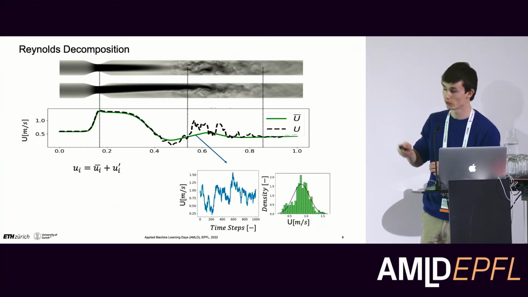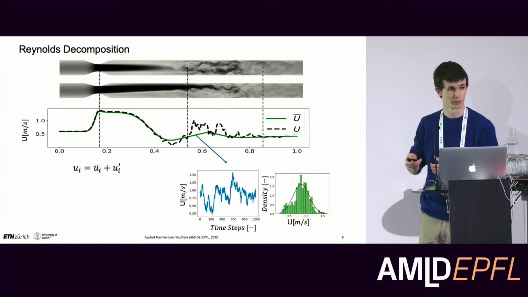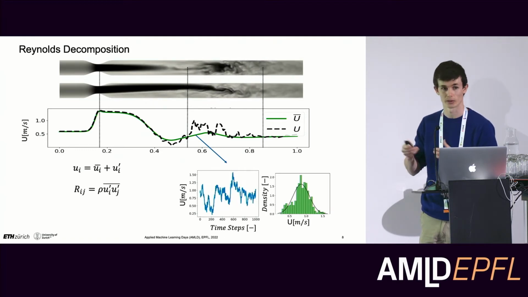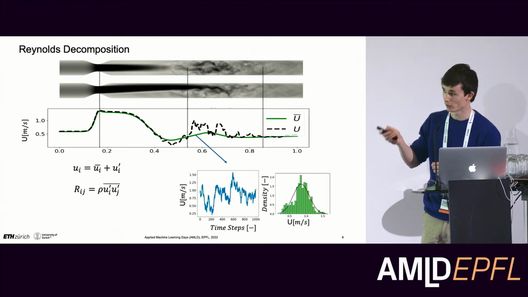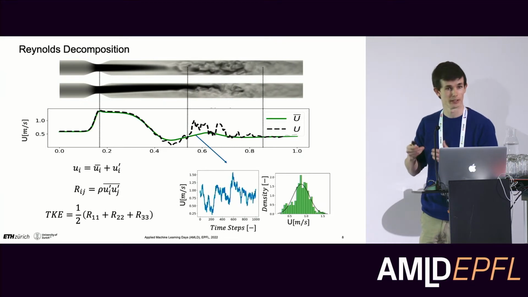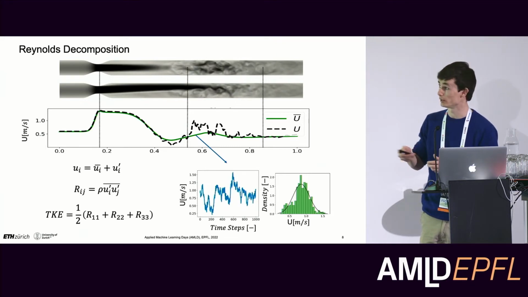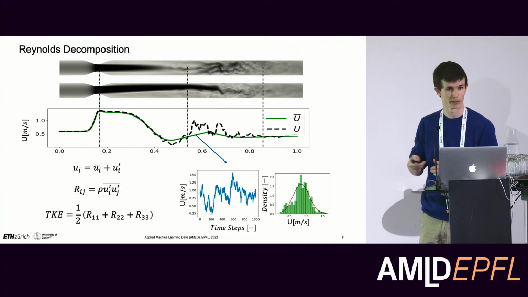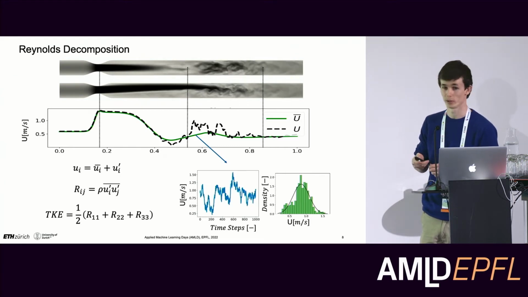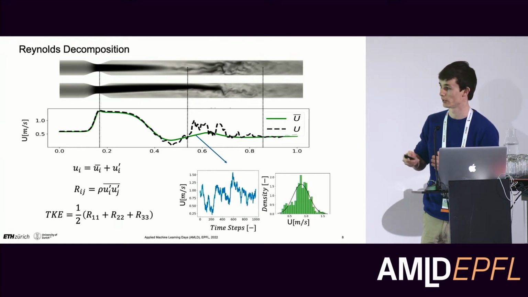Now, if we take the covariance of this fluctuating component, we get what we typically call the Reynolds stress tensor in fluid dynamics. It gives us an indication of how much fluctuation there is in the flow. If we take the diagonal of the Reynolds stress tensor, we get turbulent kinetic energy, which gives us an indication of how much energy there is in the fluctuating parts of the flow. It's a fundamental indicator of turbulence we will use in the next slides.